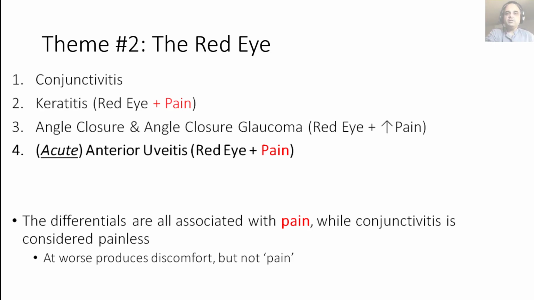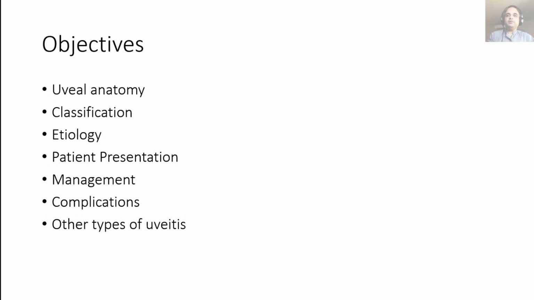When we talk about uveitis and the red eye, we specifically talk about the acute anterior uveitis. But since we are talking about uveitis, we'll cover the entire disease spectrum, including something that might not even produce a red eye. So bear with me. This is what we're going to be doing today.